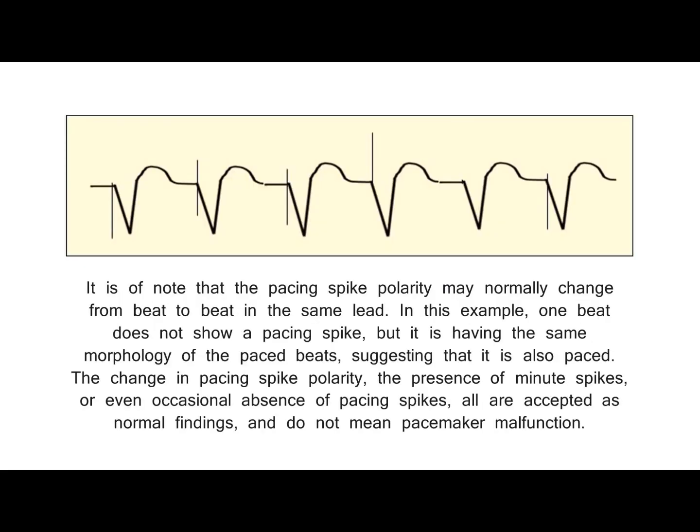It is of note that the pacing spike polarity may normally change from beat to beat in the same lead. In this example, one beat does not show a pacing spike, but it has the same morphology as the paced beats, suggesting that it is also paced. The change in pacing spike polarity, the presence of minute spikes, or even occasional absence of pacing spikes, all are accepted as normal findings, and do not mean pacemaker malfunction.